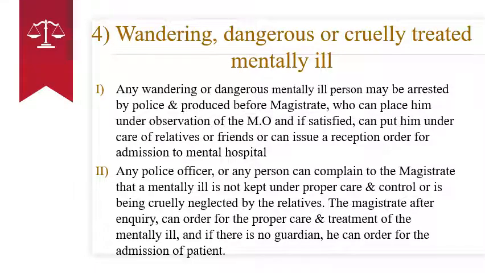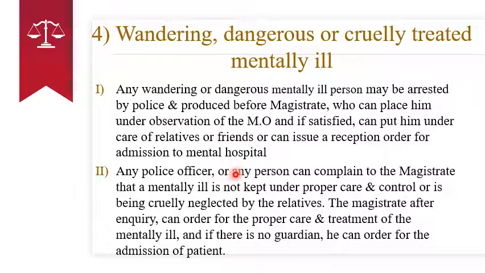Next, about admission of wandering, dangerous, or cruelly or ill-treated mentally ill persons. Any wandering or dangerous mentally ill person may be arrested by police and produced before a magistrate, and this magistrate can place him under observation of the medical officer. If he is satisfied that he is suffering from mental illness, he can put him under the care of relatives or friends, or, if there are no friends or relatives to take care of him, can issue a reception order for admission to a mental hospital.